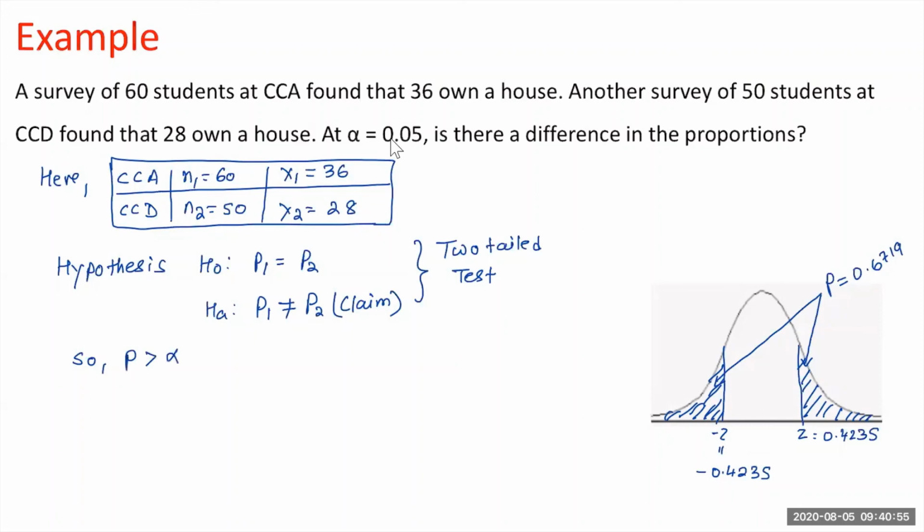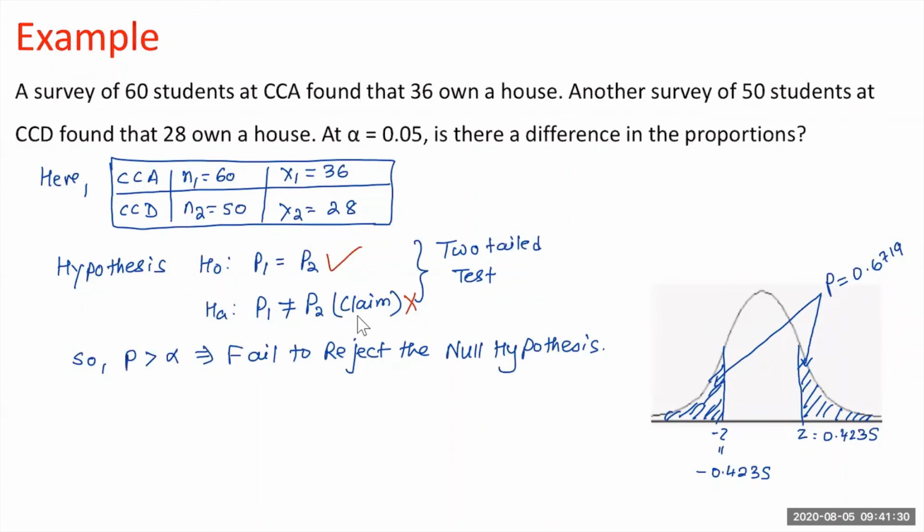And you know that if p is greater than alpha, we fail to reject the null hypothesis. Let's write that down. We fail to reject the null hypothesis. We fail to reject, meaning we are not rejecting the null. Instead, we are rejecting the alternate. That means we are rejecting the claim.